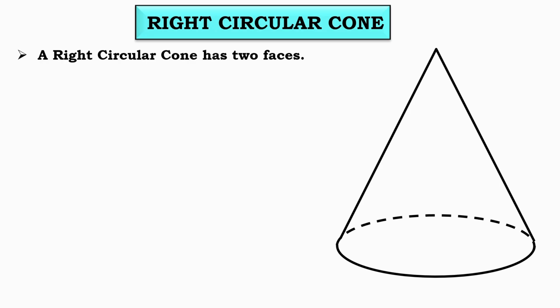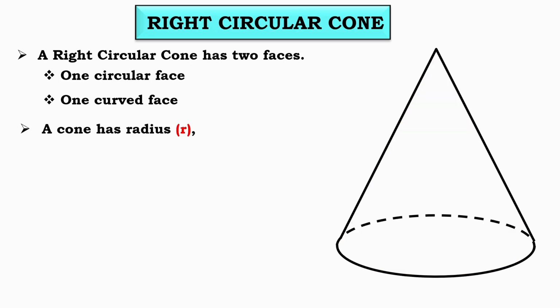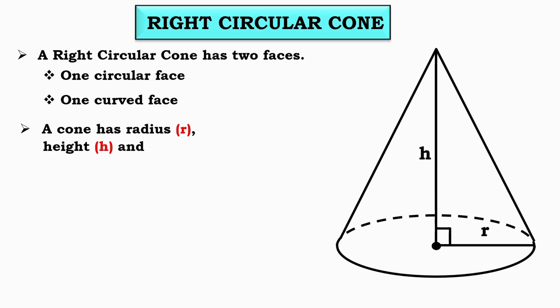So what are the properties of right circular cone? A right circular cone has two faces. One is the circular face, the bottom one, and another one is the curved face. So we have two faces. A cone has radius r and height h. Height is always the perpendicular one, and then the slant height. So there is a new term, that is slant height, that is L. L is the slanting height.